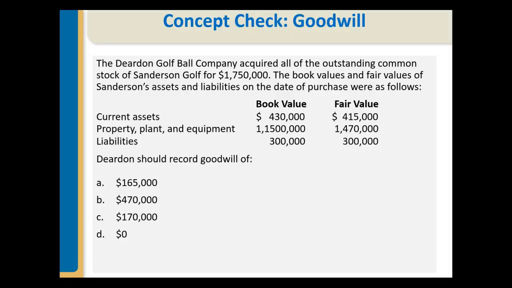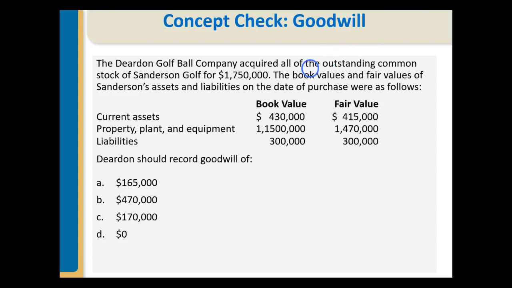Let's look at a concept question for goodwill. The Dearden Golf Ball Company acquired all of the outstanding common stock of Sanderson Golf for $1,750,000. The book values and fair values of Sanderson's assets and liabilities on the date of purchase were as follows. So we have our current assets, our property, plant and equipment, along with the liabilities.